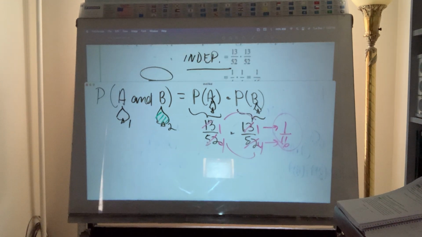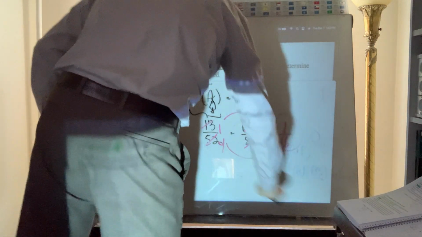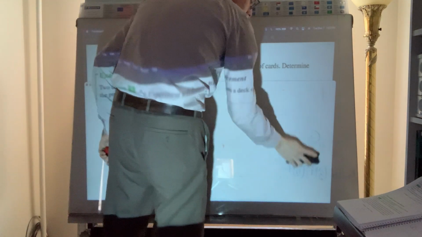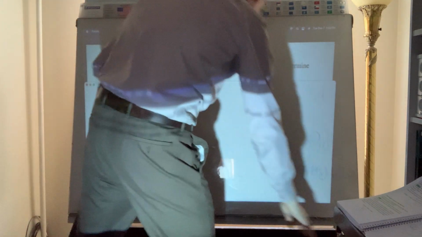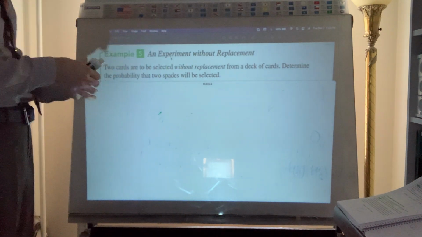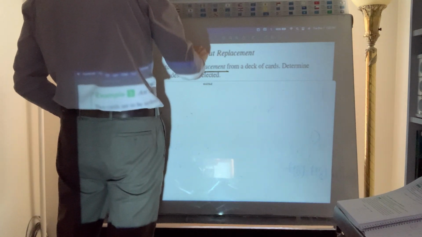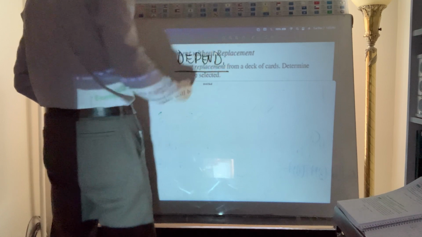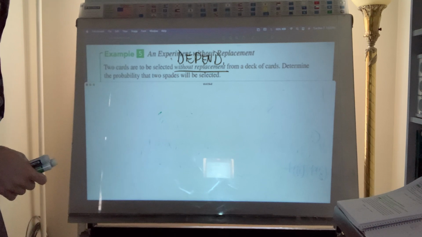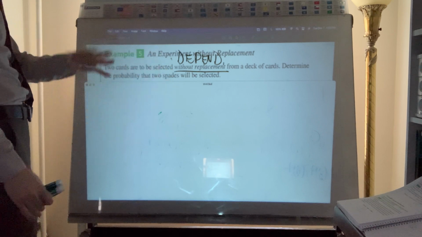Let's look at 5. For 5, 2 cards are to be selected without replacement. That means that we're dealing with things that are dependent in this case. So it's a slightly more complicated formula. From a deck of cards, determine the probability that 2 spades will be selected in this case.